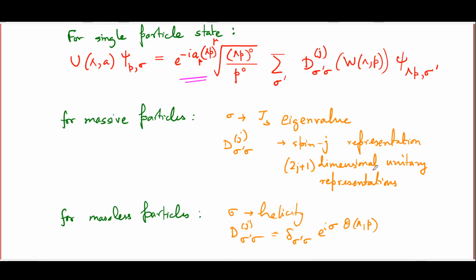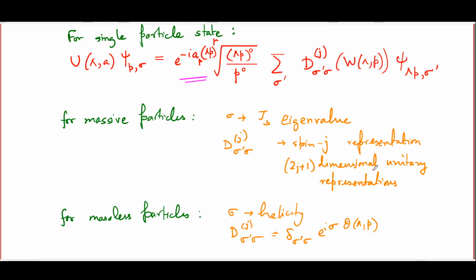There, sigma again is a J3 eigenvalue. We call it helicity in this case. But the important thing is d^j_{σ'σ} is essentially delta sigma prime sigma times a phase factor. The phase factor depends on sigma times theta of lambda p, where theta is a given angle of rotation which is there in the corresponding little group element. The important thing here is, whereas for a massive particle, Lorentz transformations mix states with different sigma values, for massless particles, states with different sigma values do not mix. The sigma value does not change because of the Lorentz transformation.